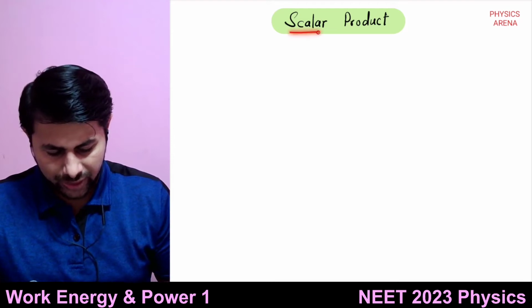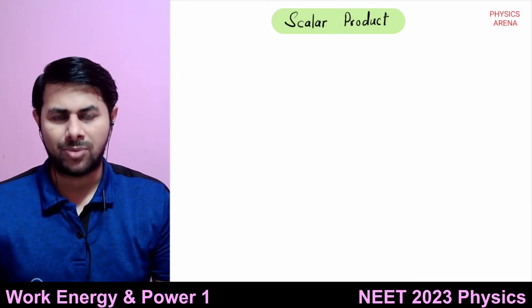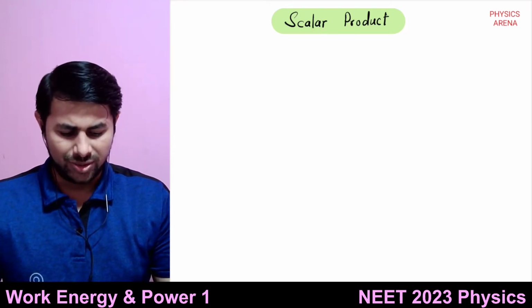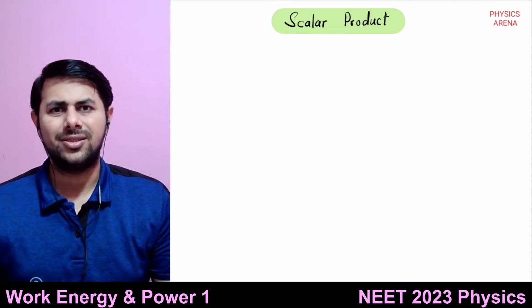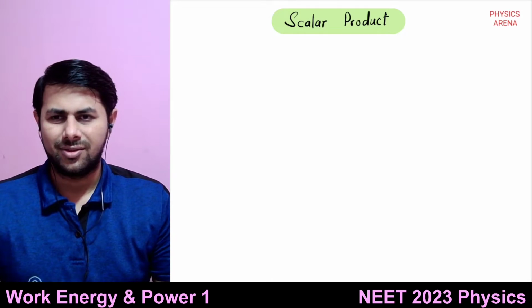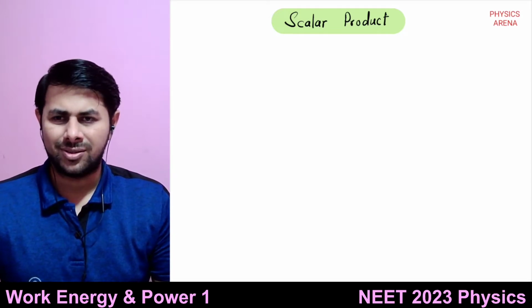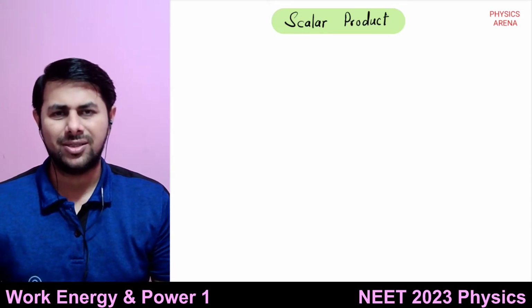Today we are going to learn about the scalar product of two vectors. Okay, so what is scalar product? When you multiply two vectors and the resultant is the scalar. So can you give me an example of when you multiply two vectors, the resultant quantity is a scalar quantity?